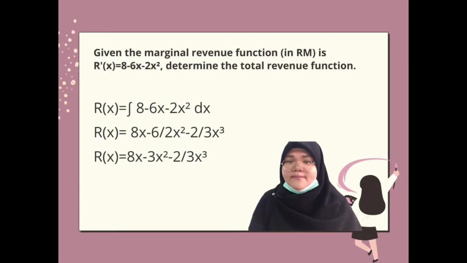We know that to find marginal revenue, we need to differentiate the revenue function, and if we want to find the revenue function, we need to integrate marginal revenue. So, to find the revenue function, we need to integrate marginal revenue of 8 minus 6x minus 2x squared. We integrate 8 minus 6x minus 2x squared dx. Next, it will become 8x minus 6 over 2 x squared minus 2 over 3 x cubed. And we get the revenue function equal to 8x minus 3x squared minus 2 over 3 x cubed. Luckily, I remembered that Madam had taught me how to find revenue functions.